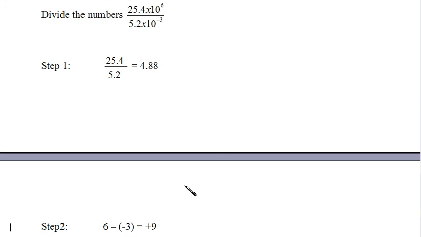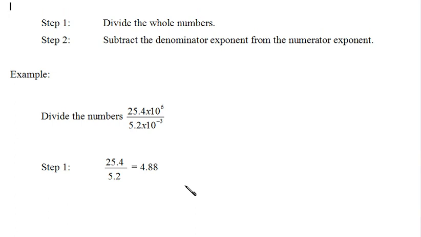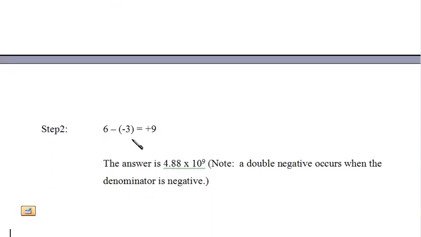Rules for division are similar to multiplication. I just divide the whole numbers and I subtract the denominator exponent from the numerator exponent. So I have 25.4 times 10 to the 6 divided by 5.2 times 10 to the minus 3. I take the 25.4 divided by 5.2. That's going to give me 4.88. And then for the exponents, I have a 6 minus a minus 3, which gives me a plus 9. So the answer is 4.88 times 10 to the 9. And as a special note, a double negative occurs when the denominator is negative because you're subtracting the denominator from the numerator.